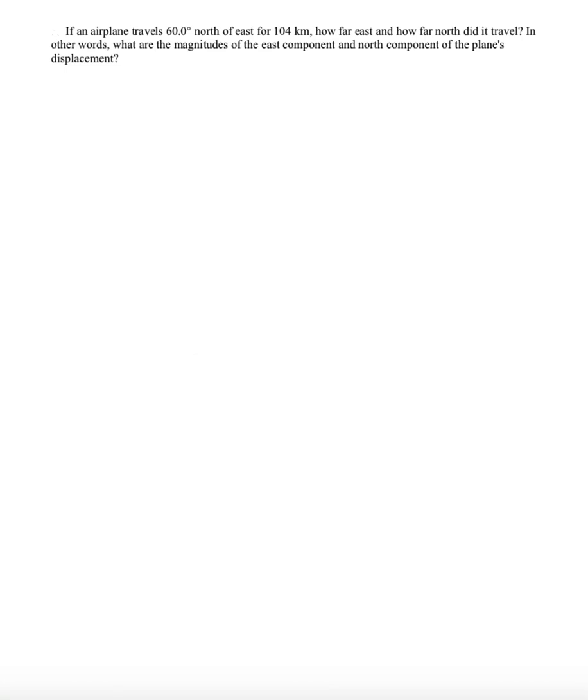If an airplane travels 60 degrees north of east for 104 kilometers, how far east and how far north did it travel? In other words, what are the magnitudes of the east component and north component of this plane's displacement?